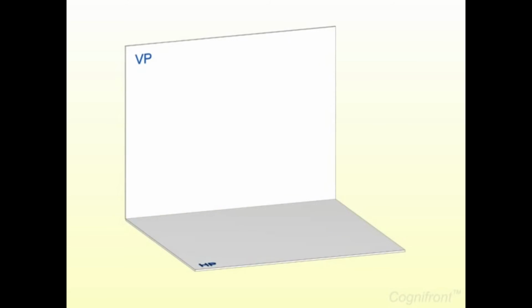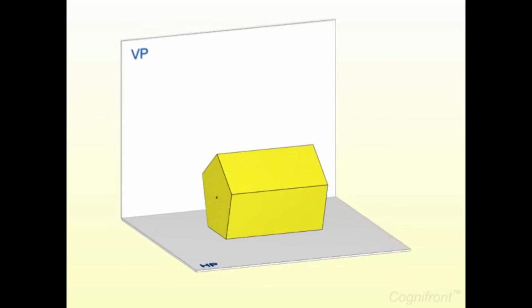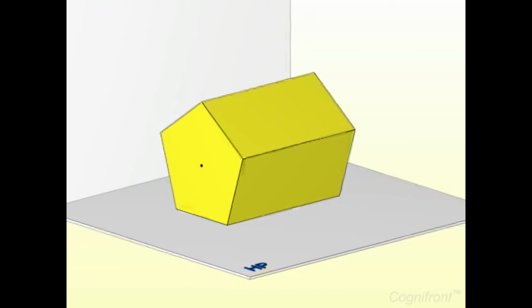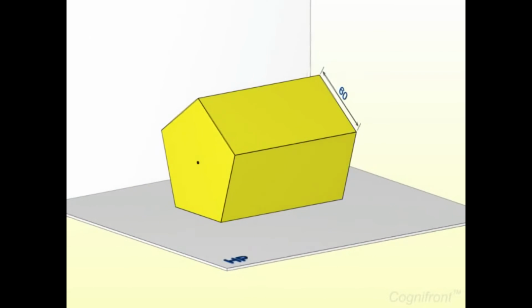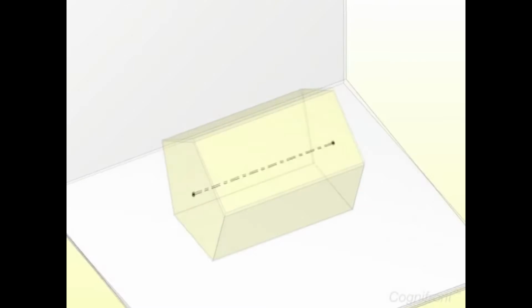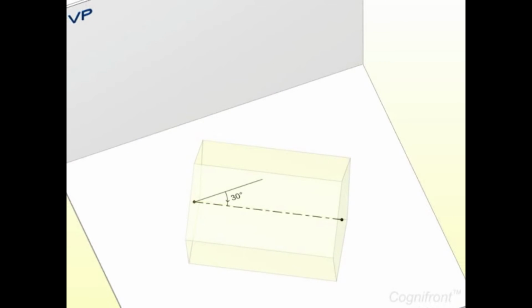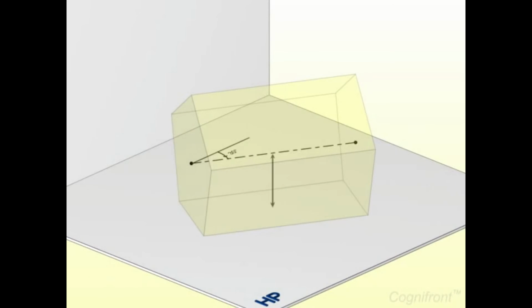Let's crack another construction problem. A regular pentagonal prism of side 60 mm and length 120 mm is resting on HP with its axis inclined at 30 degrees to VP and parallel to HP. So, first draw a reference line XY.